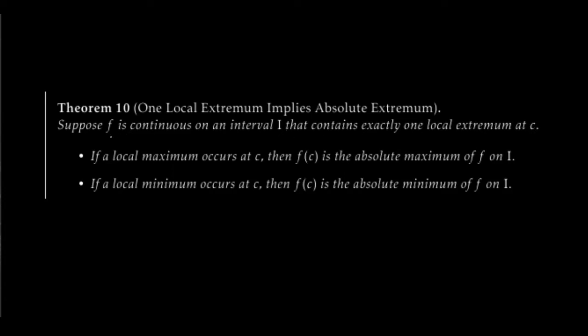So let's suppose that f is continuous on an interval I that contains exactly one local extremum at a point C. If you have a local maximum at C, then f of C is the absolute max of f on the interval I. Similarly, if you have a local minimum at C, then f of C is the absolute minimum of f on I. So this only applies to situations where you have an interval I with exactly one local extremum at a point C.